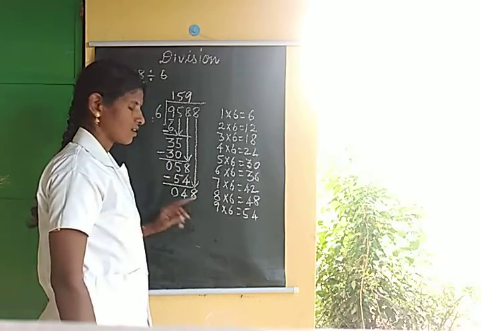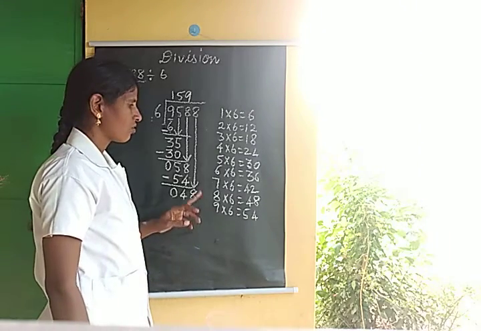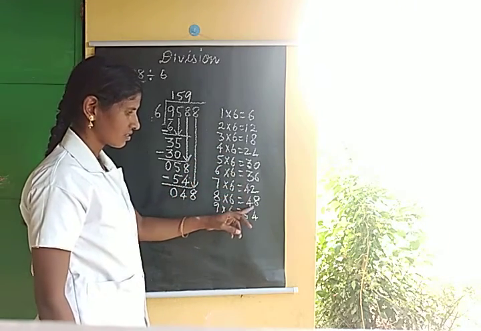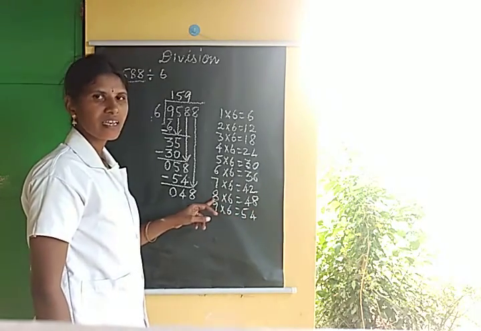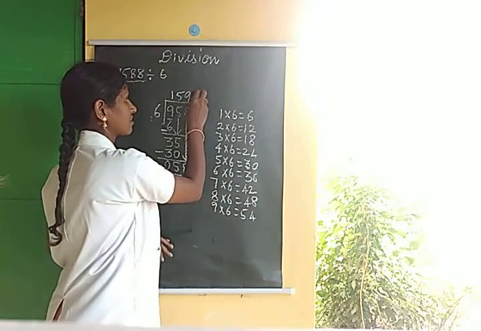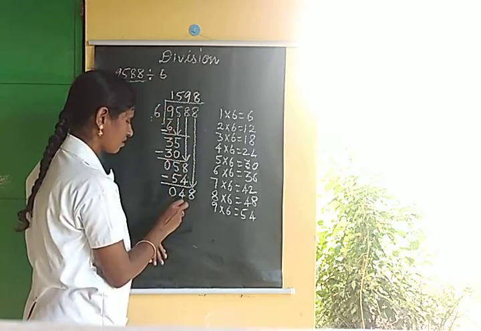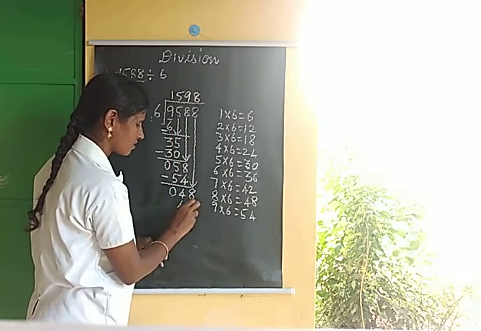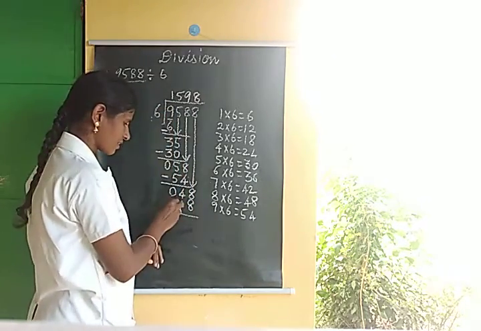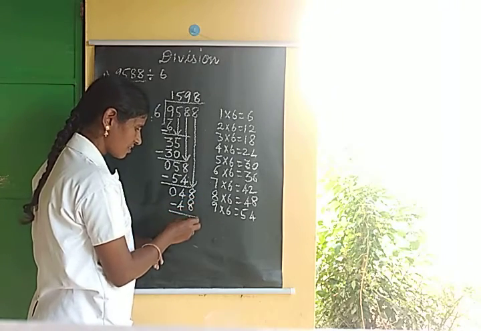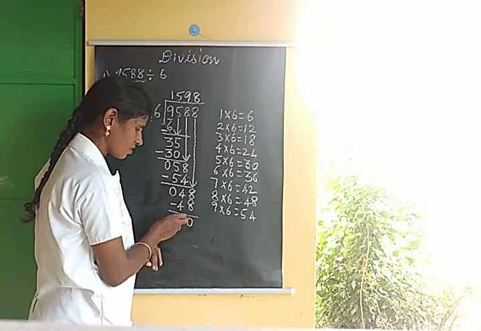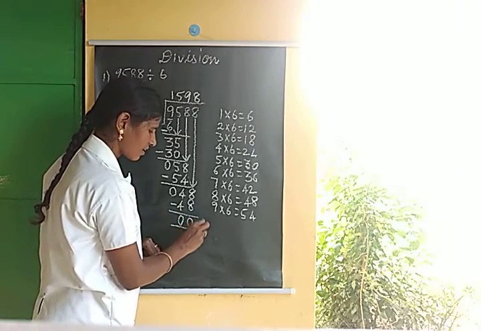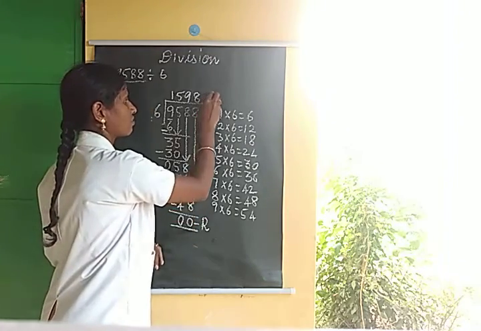Now what is the number? 48. Is 48 there in the answer? Yes, 48 is there. How many times? 8 times. So write here the answer. 8 6s are 48. Now subtract. 8 minus 8, 0. 4 minus 4, 0. This is the remainder. This is the quotient.